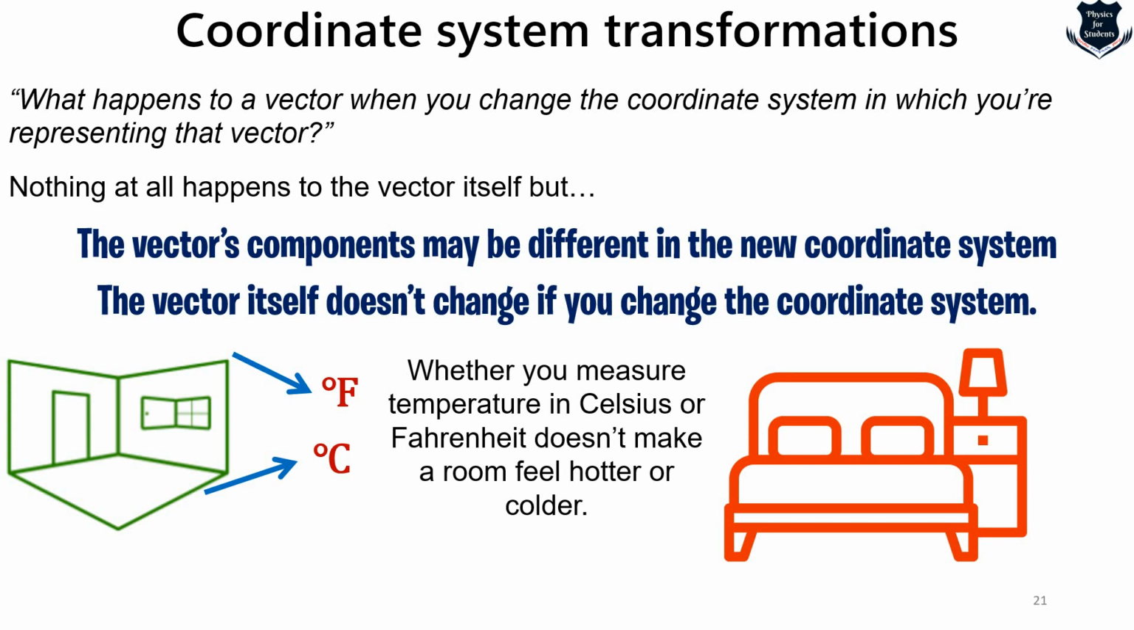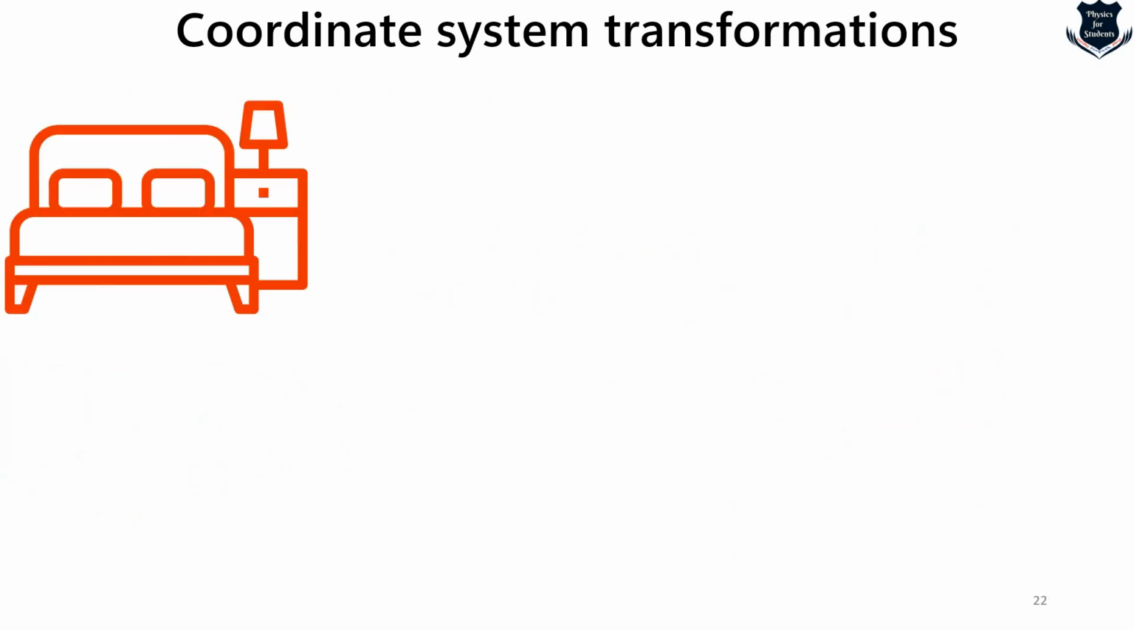So from here what you can understand is that the vector's components may be different in the new coordinate system. I mean to say, from Fahrenheit, for example, you change to centigrade. These are the changes in terms of vector components, and from centigrade you move to another scale, but the temperature won't change, or you won't feel cooler. So the vector itself won't change. Now I will explain it with another example.